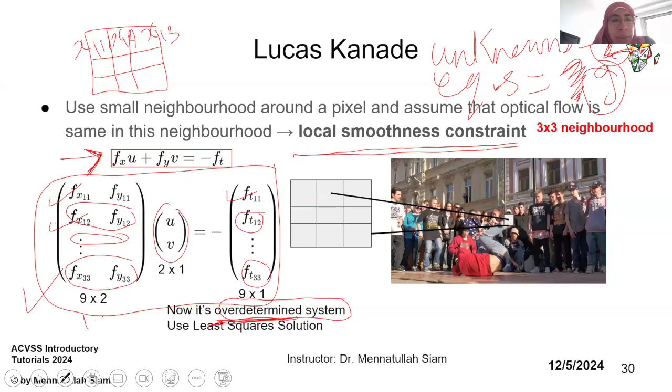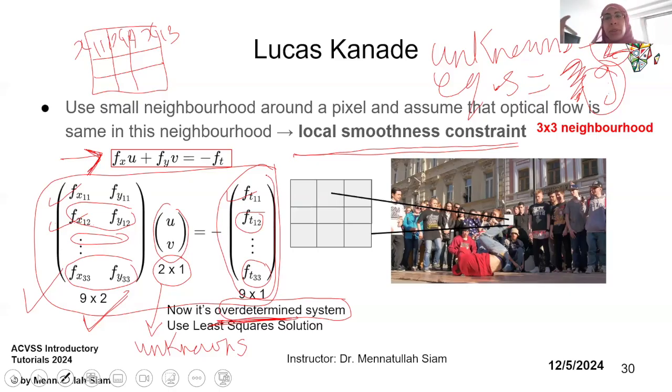So I have here a 9 by 2 matrix of coefficients for my system of equations, a linear system of equations. This is the 2×1 vector UV, the optical flow vector that I'm trying to compute. This is the unknown. And I have here the solution, this 9×1 vector. This is an overdetermined system.